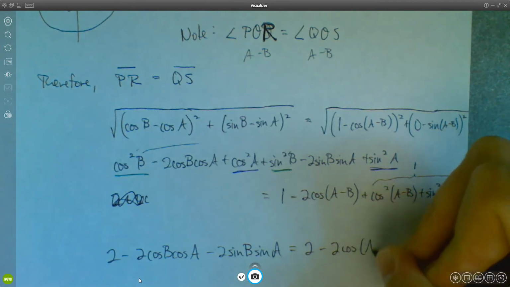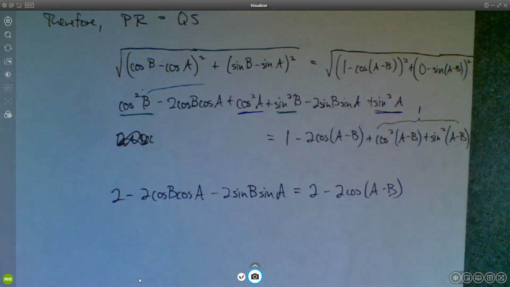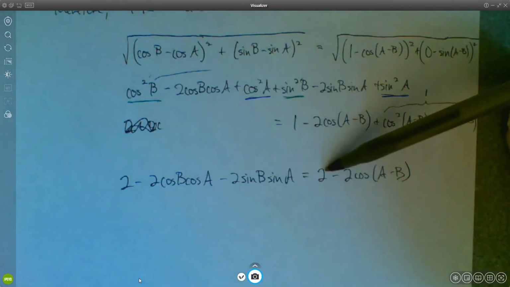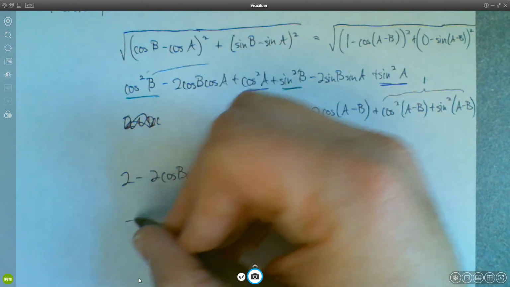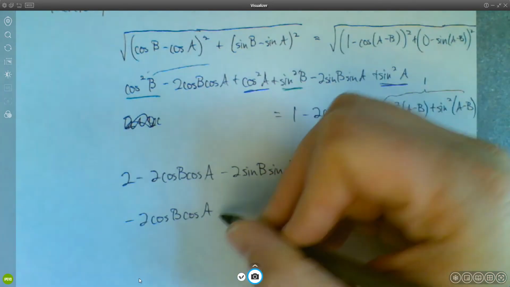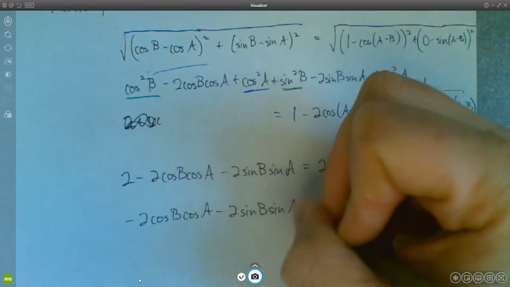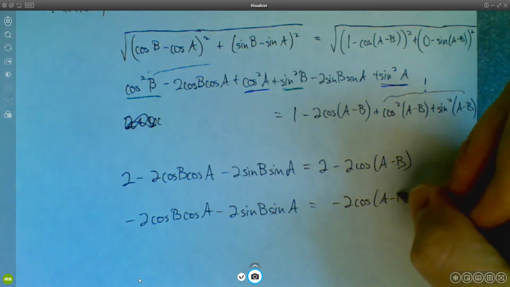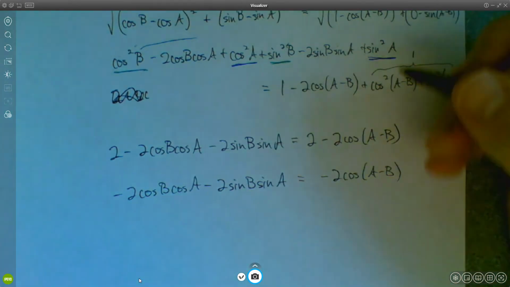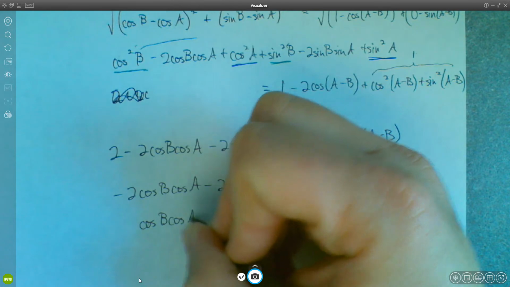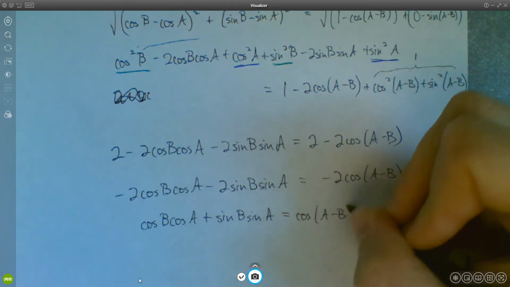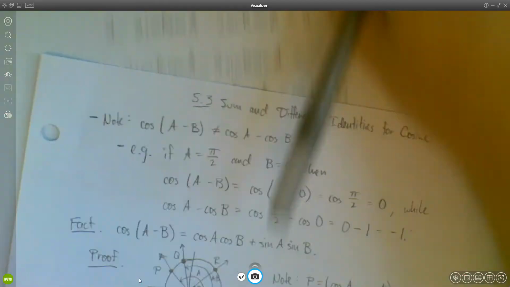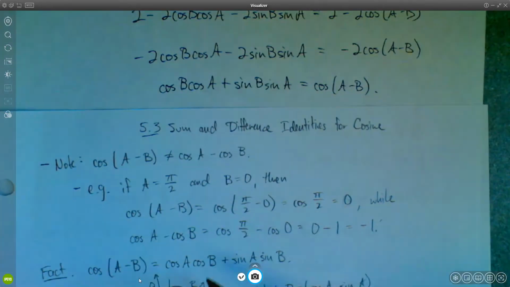this one plus that one will make a 2 minus 2 cosine (A minus B). Okay, so now it should be really pretty clear, right? We're almost done at this point, so we might as well finish the proof. We subtract 2 from both sides. So we're going to have negative 2 cosine B cosine A minus 2 sine B sine A equals negative 2 cosine (A minus B). And then go ahead and divide through by negative 2 and you've got it, right? So you've got cosine B cosine A plus sine B sine A equals cosine of (A minus B). And that was exactly what we set out to prove, right? We set out to prove that cosine (A minus B) is cosine A cosine B, here I just rewrote the order, plus sine A sine B, right?